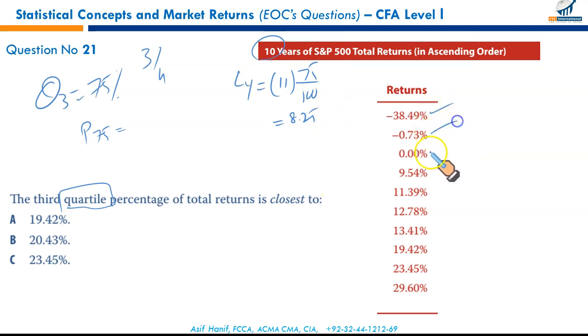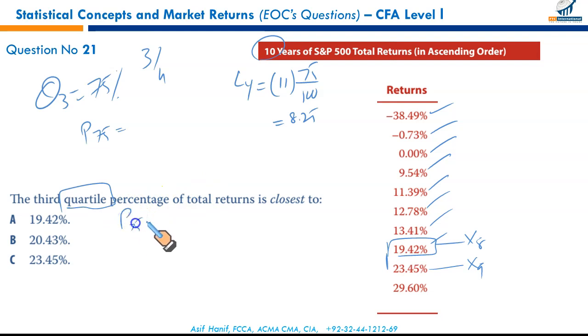8.25. First, second, third, fourth, fifth, sixth, seventh, eighth. This represents x8 and this is your x9. So somewhere in between lies your 75th percentile. You will apply the same formula. P75 is x8 plus (L75, that's your Ly, minus 8) into (x9 minus x8). These are the two positions within which your percentile lies.